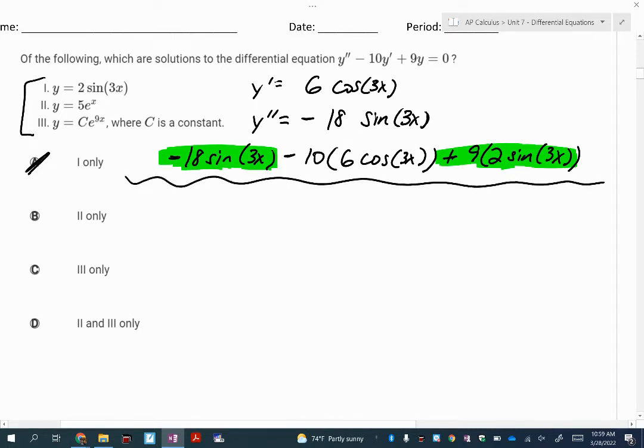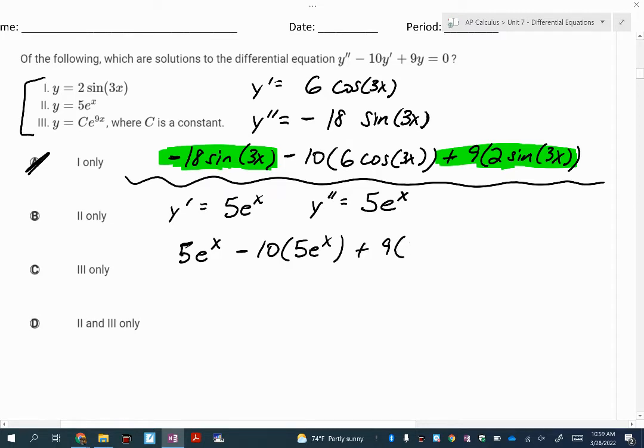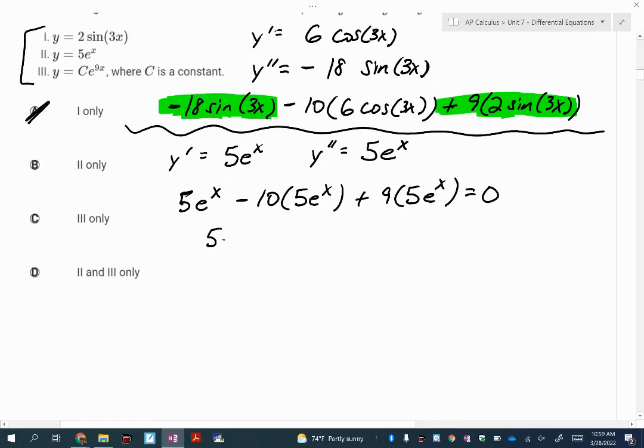All right, here we go. So y prime is going to be 5e to the x. Y double prime for the second one is going to also be 5e to the power of x. Okay, so now plugging in, I have 5e to the power of x minus 10 times the y prime, which is the same, 5e to the x, and then plus 9 times my original function, which is 5 times e to the x. Now, all of that needs to make 0. So that's 5e to the x, minus 50e to the power of x, plus 45e to the power of x.